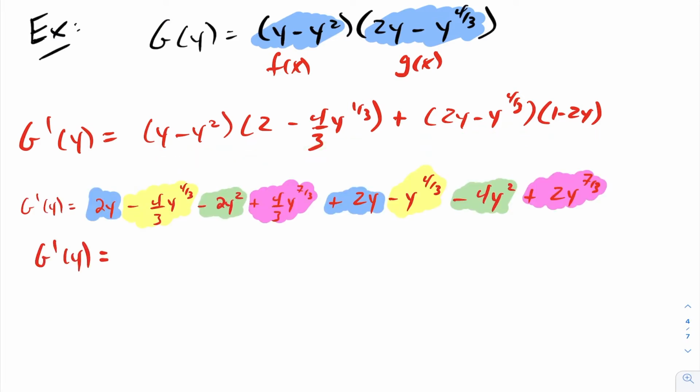Collecting like terms and simplifying, we end up getting 4y minus 7/3 y to the 4/3 minus 6y squared plus 10/3 y to the 7/3. All right, let's take a look at another.